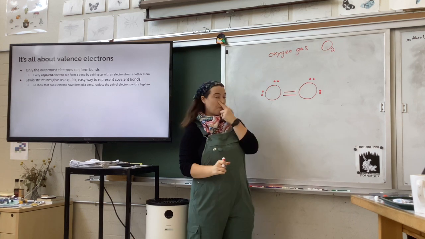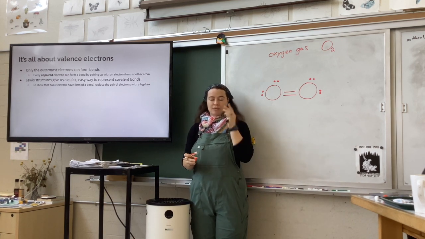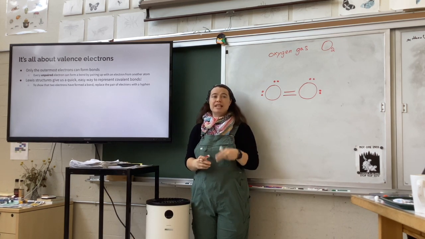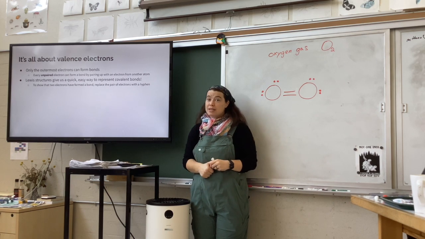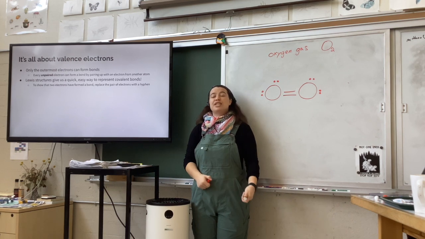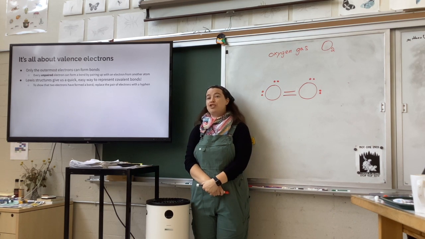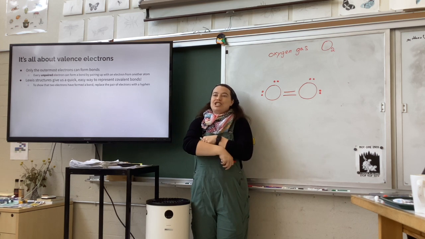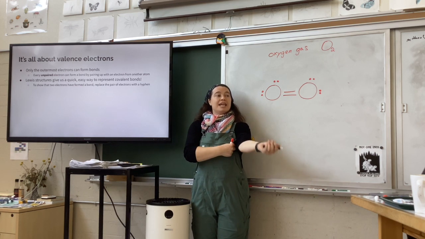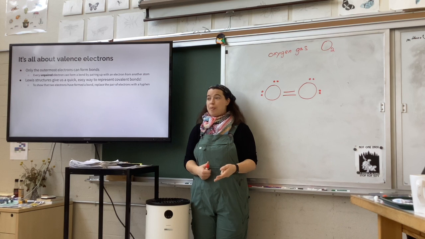So the one with one line is a single bond? One with one line is a single bond. With two lines, it's a double bond. You can also have triple bonds, but there is no such thing as a quadruple bond. So quadruple bonds do not exist. It puts too many electrons too close to each other, and they just pop apart. But a single, double, or triple bond is fine.